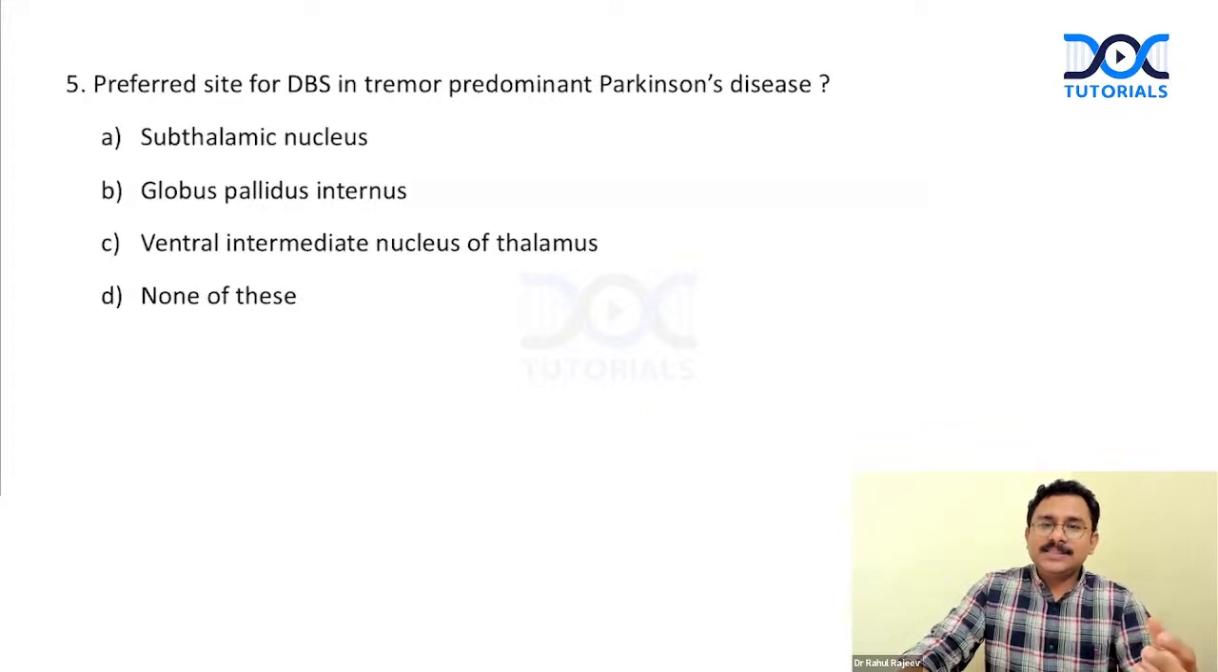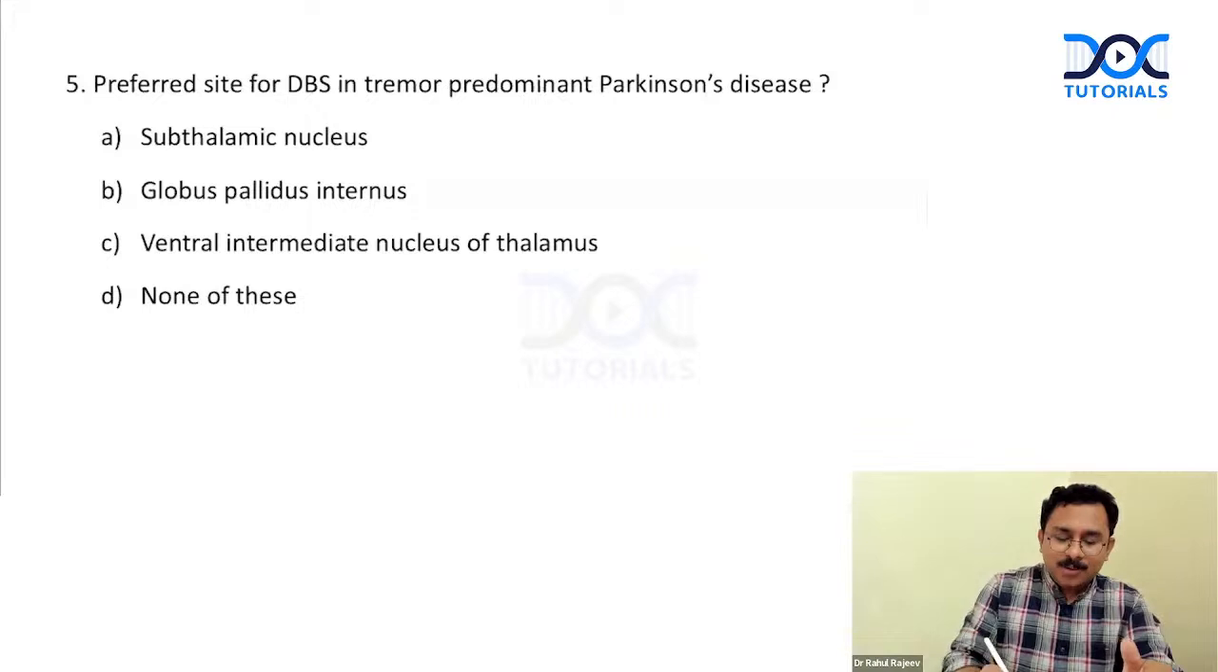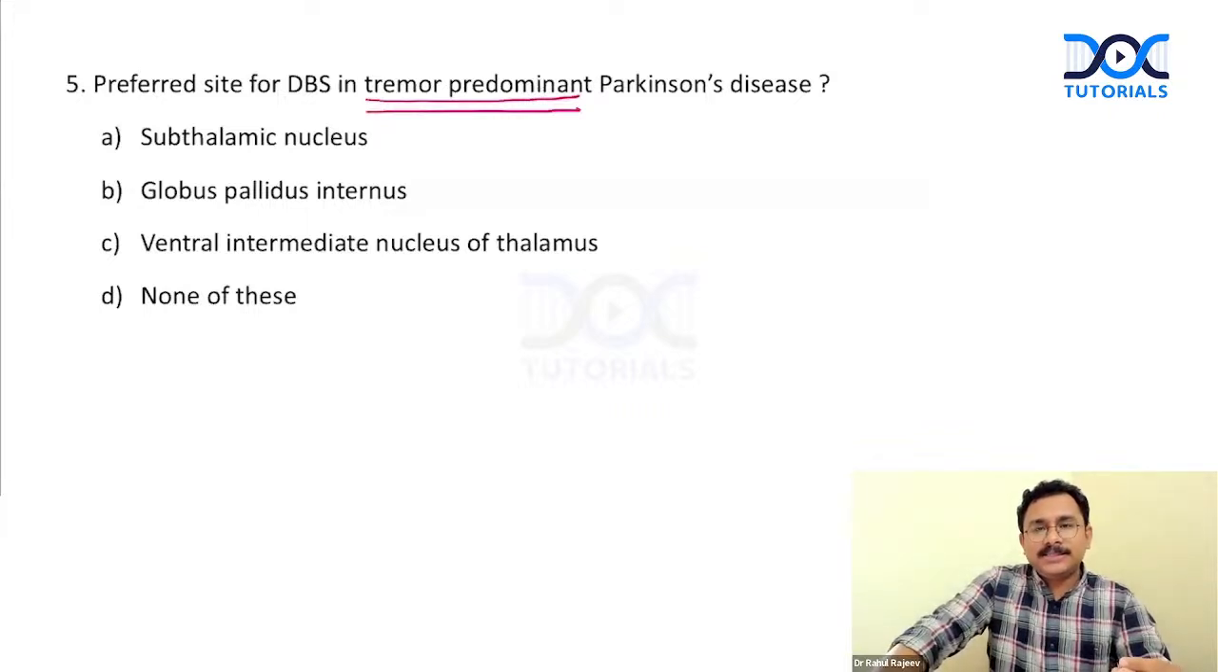And in Parkinson's disease, if you ask me overall, what is the most commonly stimulated site, then what is the answer? Suppose if I'm asking you, what is the most commonly stimulated site for DBS in Parkinson's disease, then the answer would have been subthalamic nucleus. But if you look here, the question is about tremor predominant Parkinson's disease. So what is tremor predominant Parkinson's disease?